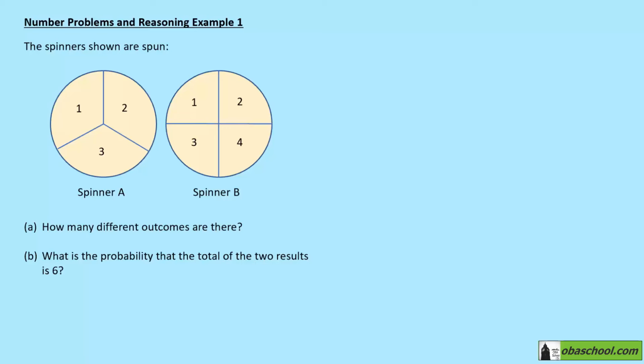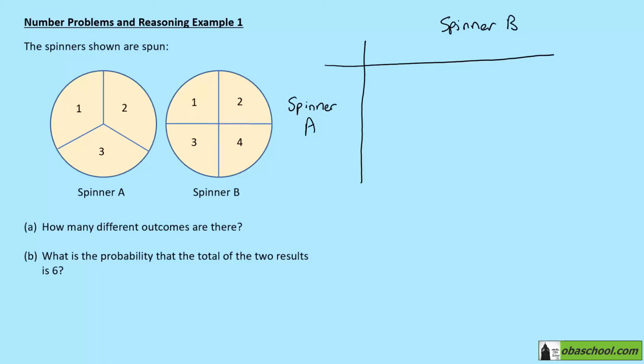The spinner shown is spun. How many different outcomes are there? Well, one way of keeping track of that would be to draw a grid and have spinner A here and spinner B up here. And spinner A can take the values 1, 2 and 3. Spinner B 1, 2, 3 and 4.